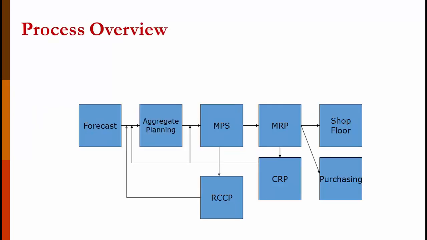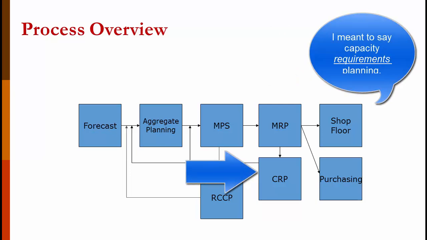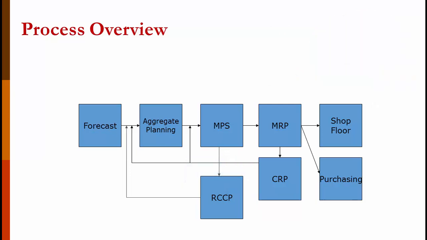Shown on the screen is an overview of a good bit of your operations management course. Forecast drives aggregate planning. Aggregate planning drives the master production schedule. The master production schedule is checked by rough cut capacity planning, which only looks at critical workstations. If there's an issue, you go back and either change the aggregate plan or change the master schedule. The master production schedule then drives material requirements planning, which is what we're going to talk about. The MRP plan is checked by capacity resource planning. If it finds an issue, you either change the master production schedule or the aggregate plan. MRP then drives shop floor scheduling and purchasing.